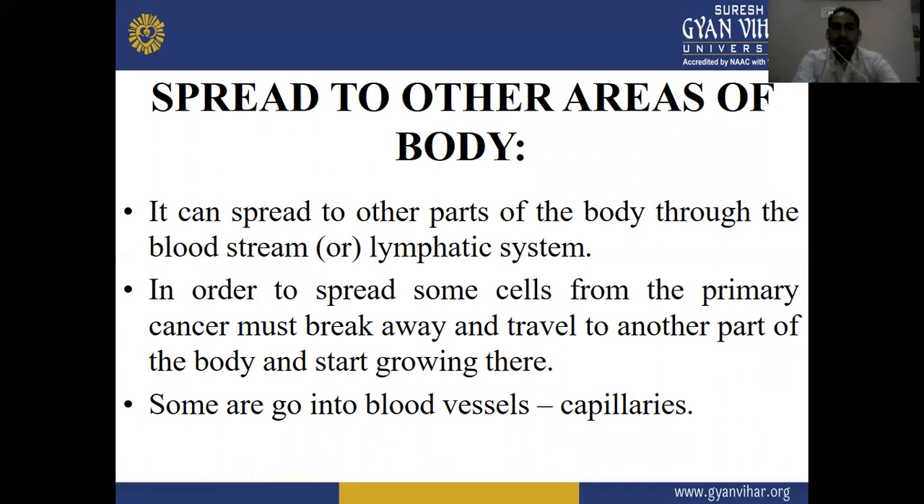Spread to other areas of the body means it can spread to other parts of the body through the bloodstream and the lymphatic system. Two systems are involved in the spreading of cancer. The first one is the bloodstream system, meaning the circulatory system, and the second one is the lymphatic system. These systems are responsible for the spreading of cancer from one part to another.